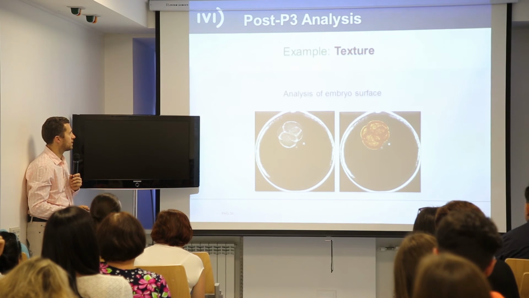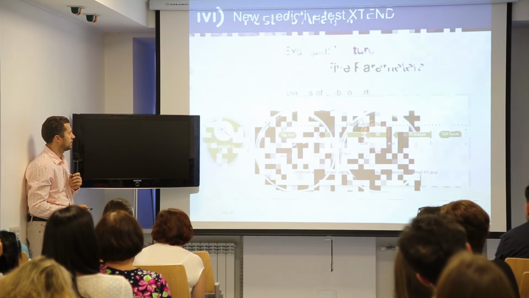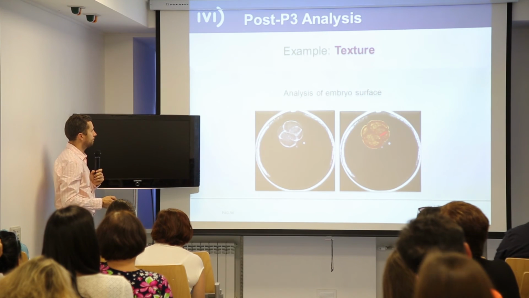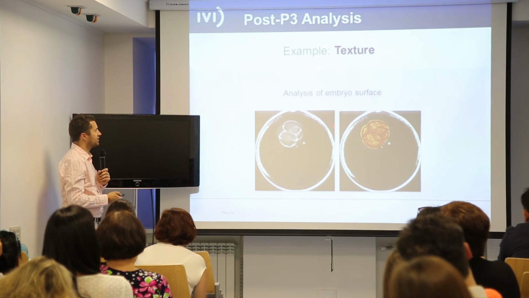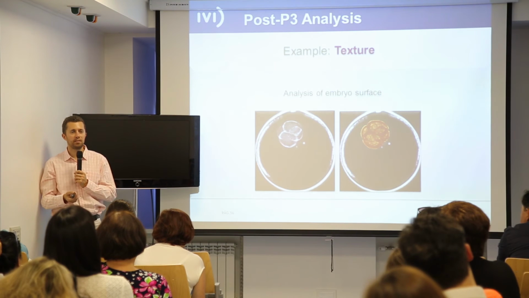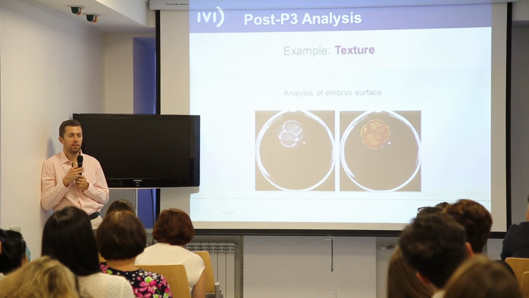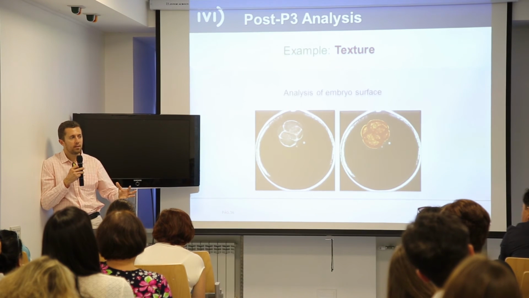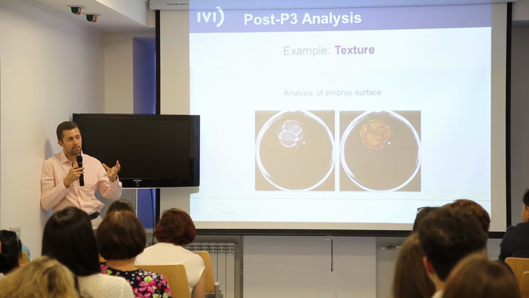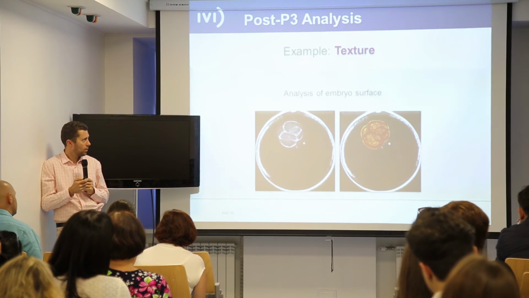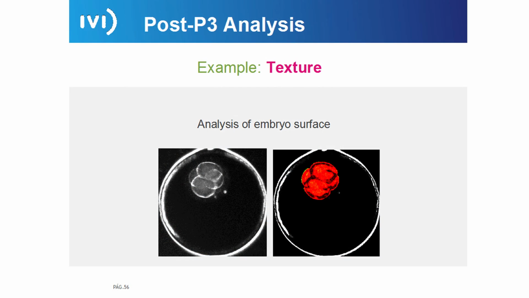So it comes with something like this. For example, analyze the texture of the blastomere. The texture of the blastomere is something that is very, let's say, subjective from our point of view, but our computer is able to analyze this texture and get a value that we potentially may use for something. So what basically the guys of IVA did is to create a new algorithm based on 5 parameters.